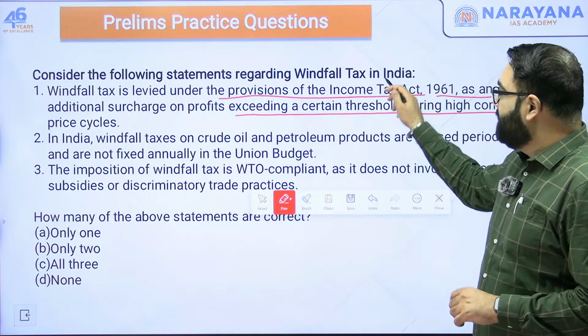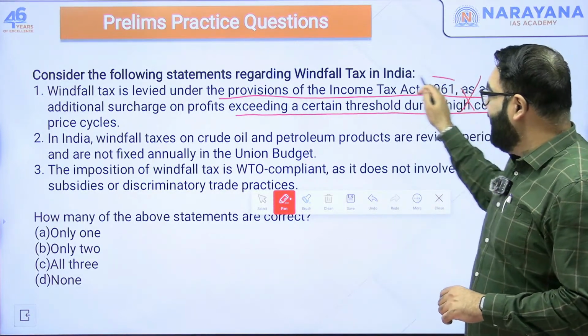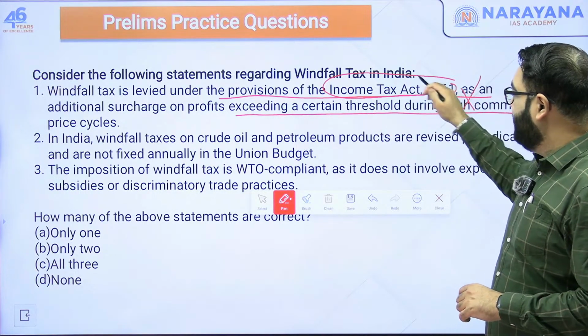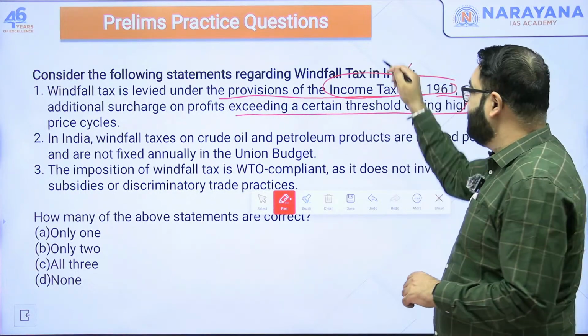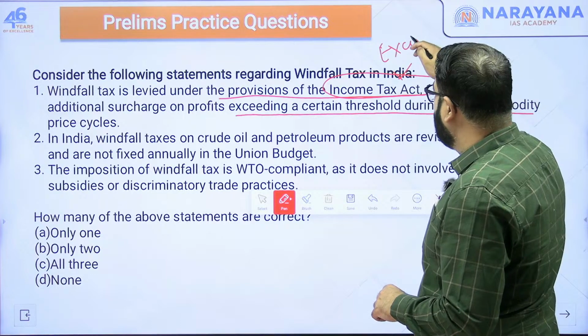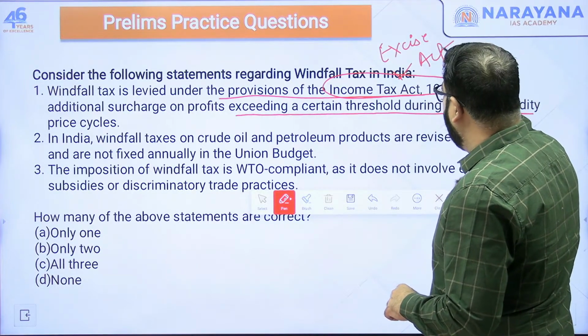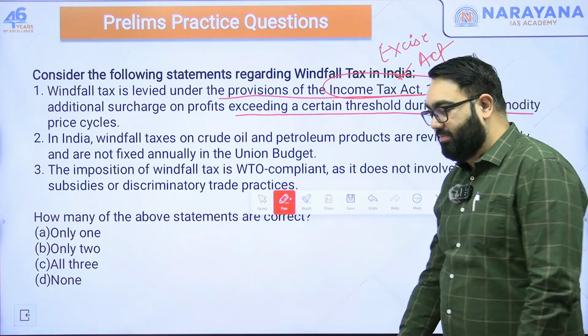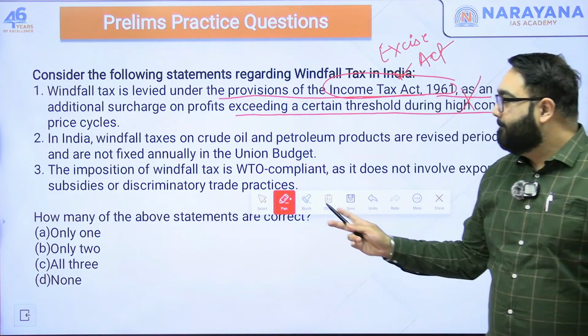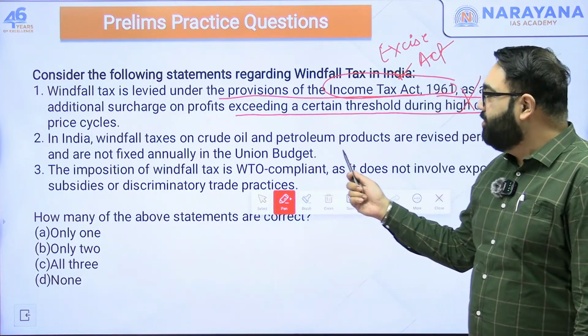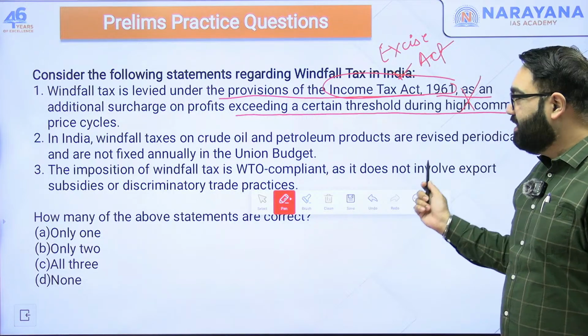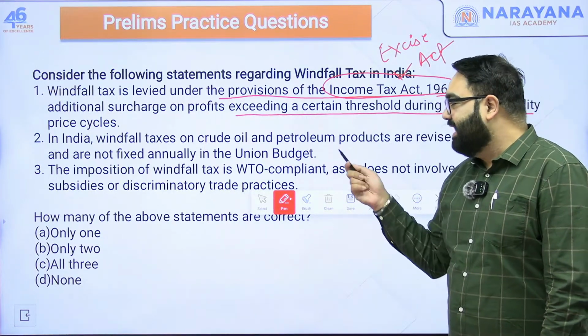No, it is not levied under the Income Tax Act. It is levied under the Excise Act. So we have an Excise Act in India. It is under that this is actually levied, not under the Income Tax Act. Second, in India, windfall taxes on crude oil and petroleum products are revised periodically and are not fixed annually in the union budget. That is correct.